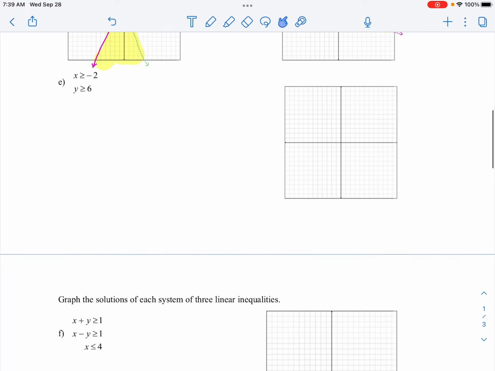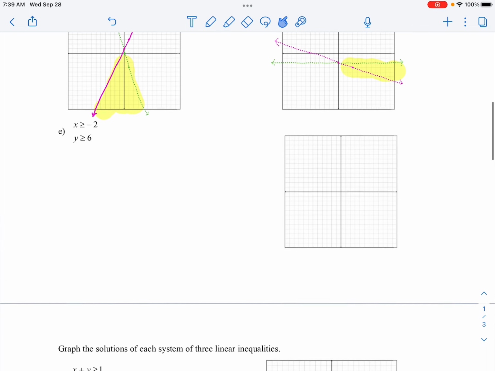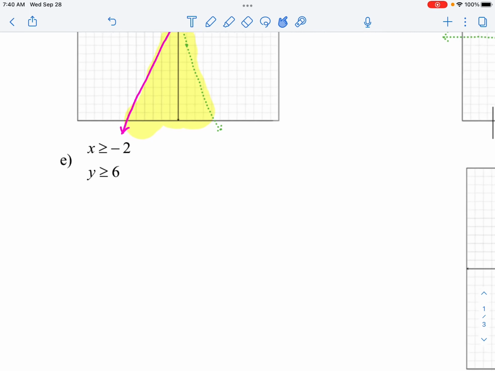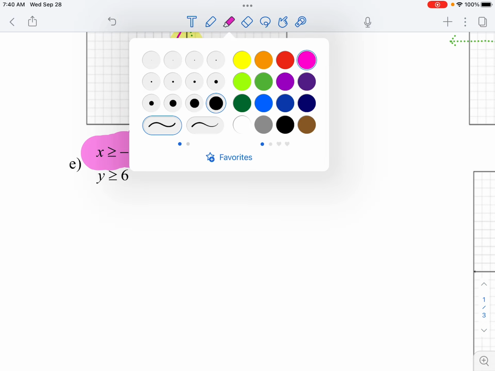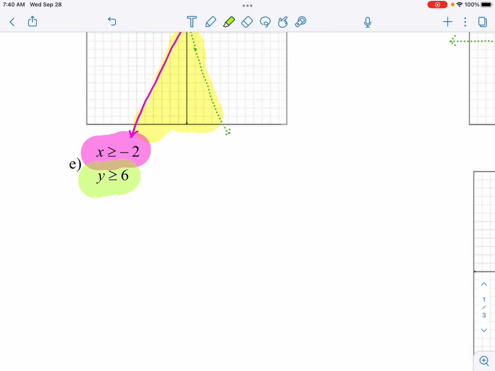All right, let's move on to part E. Part E: x is greater than or equal to -2, and y is greater than or equal to 6. So we'll shade this top one in pink, shade the bottom one in green.